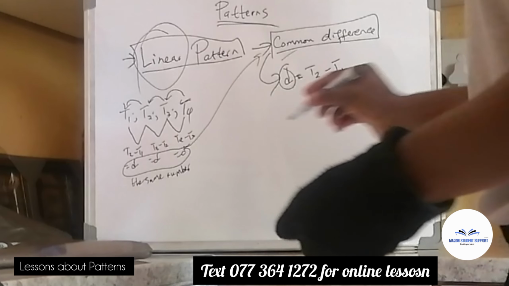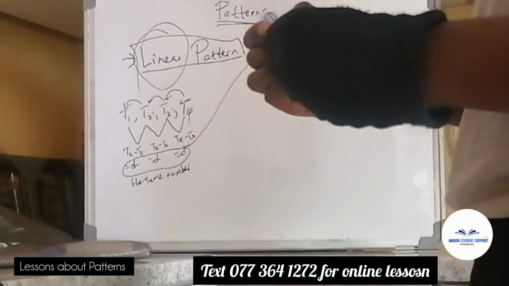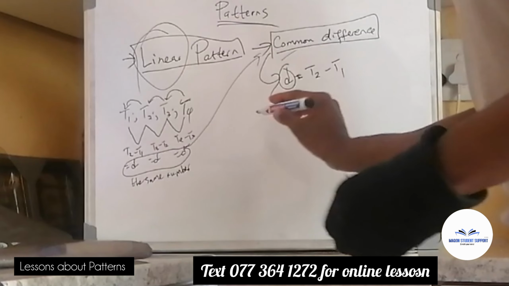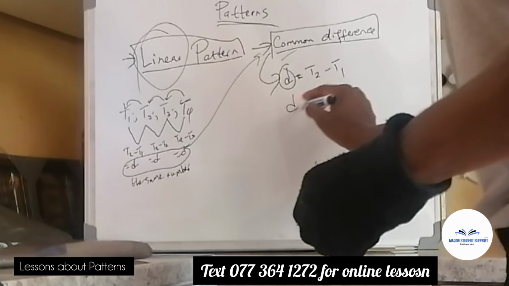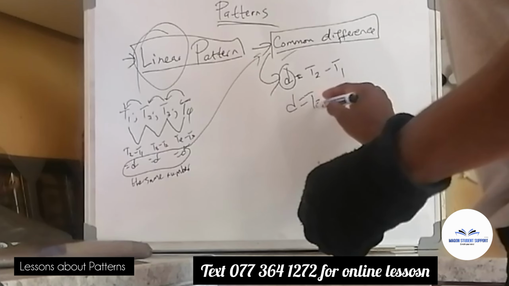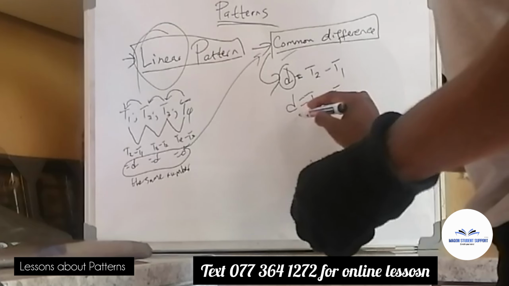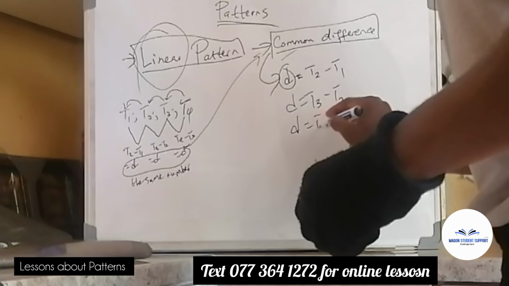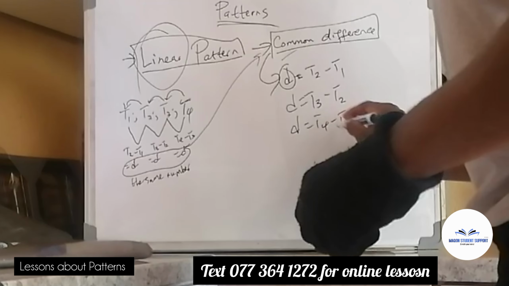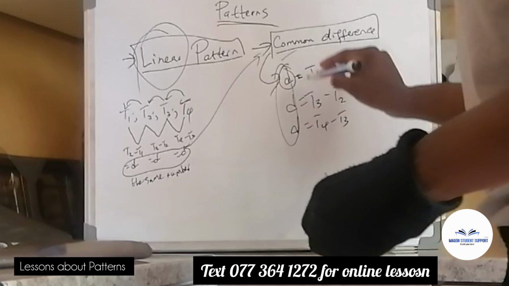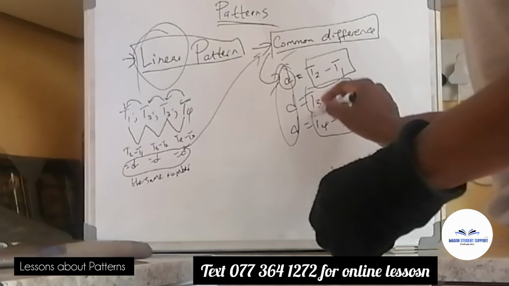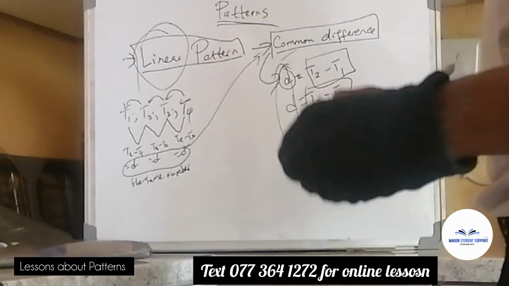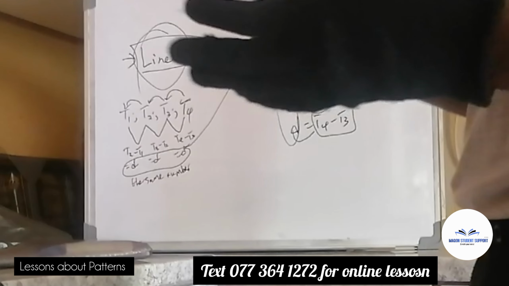So the thing you'll notice about a common difference is that D is T2 minus T1, and D can be T3 minus T2, and D can be T4 minus T3. They differ only in the terms used, but they must give you the same number when you subtract between consecutive numbers.